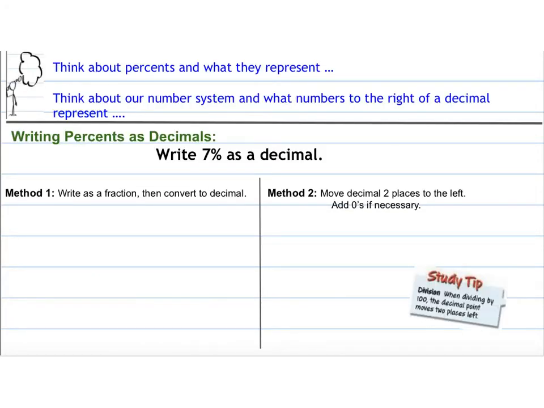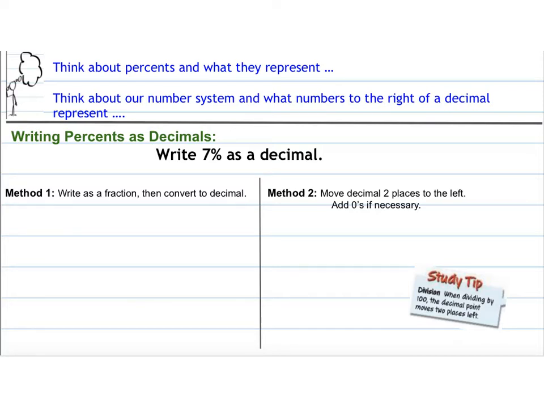Just something to think about here. Think about percents and what they actually represent. Remember, percents are part of a whole or a ratio, but they're really out of 100. Also think about our number system and what numbers to the right of the decimal represent. Those are parts. Everything to the left of the decimal is the whole, everything to the right is part. And think about how we move between numbers.